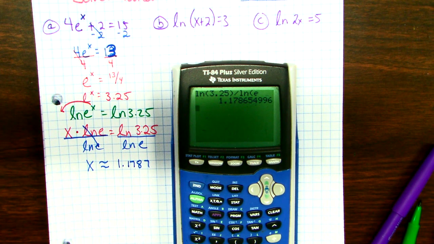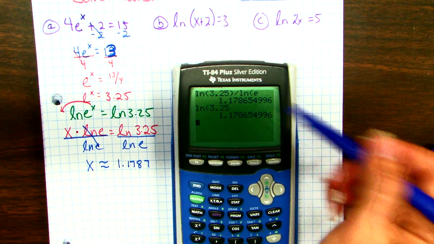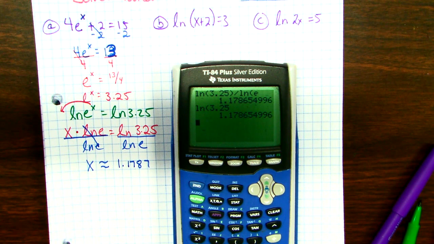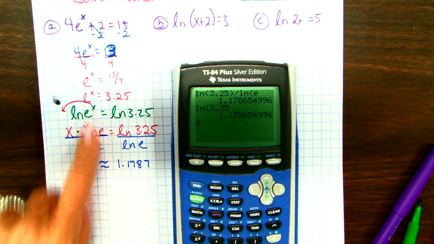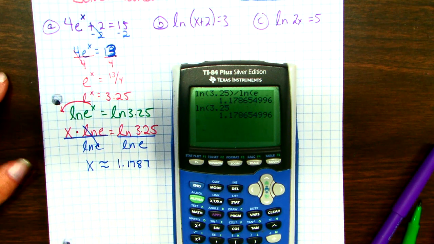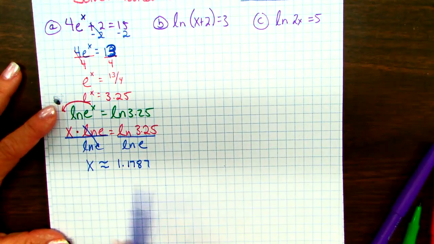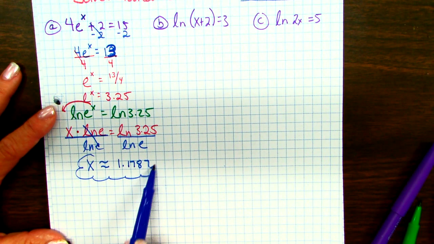But if I had just put in, guys, natural log 3.25, I would have had the same answer, because natural log e is just 1. So you can just cancel that out if you'd like to. Okay, I'll show you that again in a different problem, and that's our final answer.